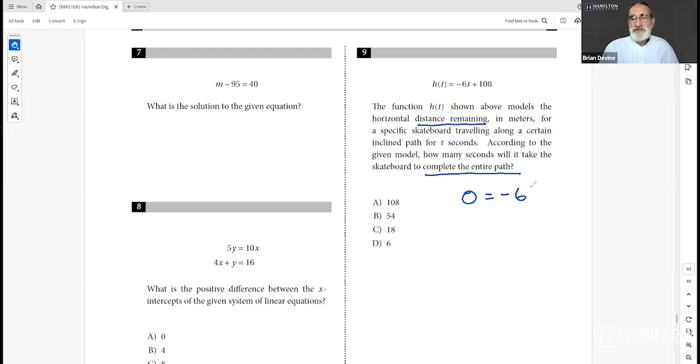So 0 equals negative 6t plus 108. That's when it's done. So 108 would have to equal 6t if that's true, and t would have to equal 108 over 6, which is going to be 18, which is the answer C.